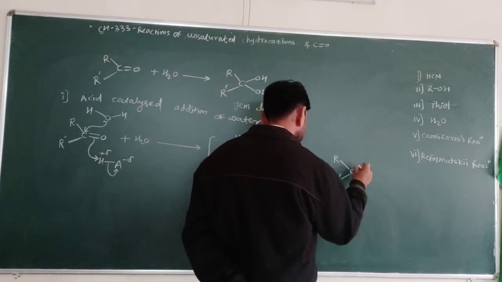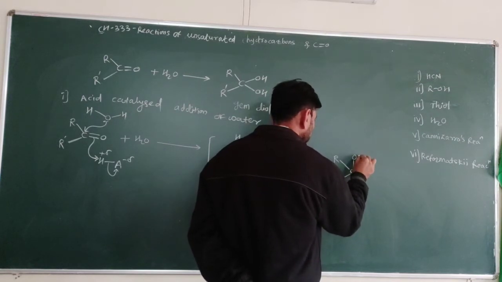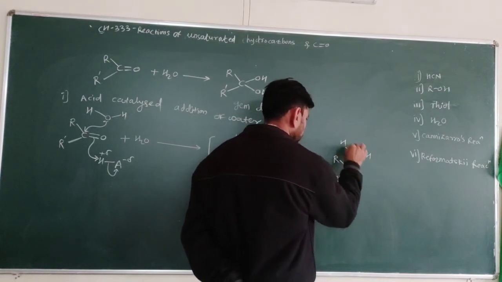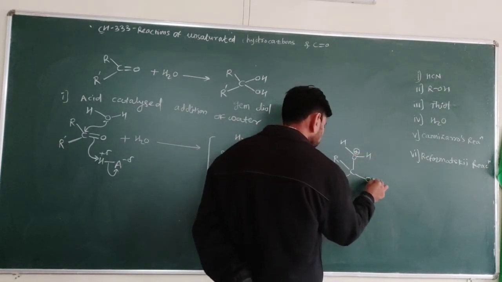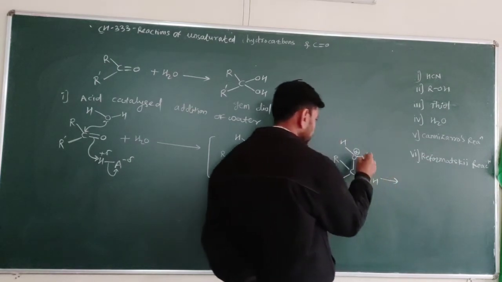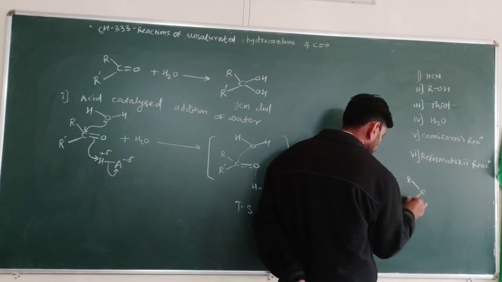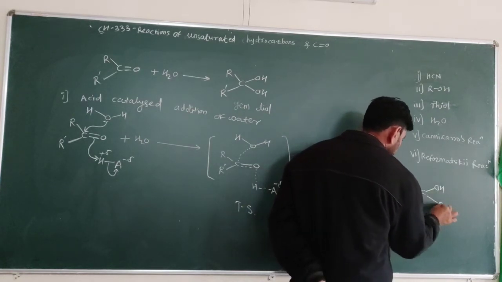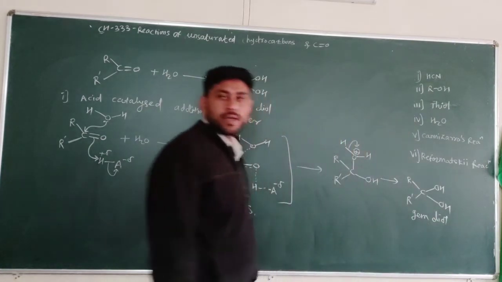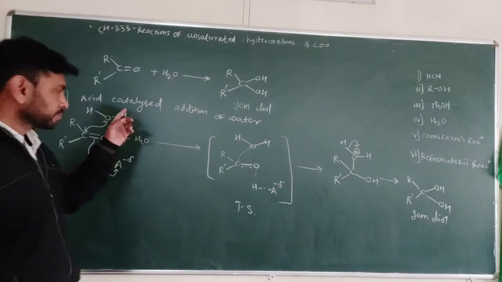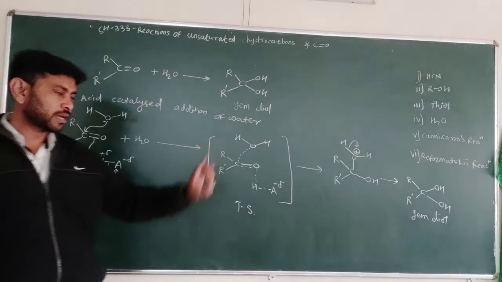R dash C, addition of this OH, and this oxygen gets a positive charge, and here formation of OH, and in the next step there is neutralization of this charge, and we get gem diol R C R dash OH OH. So this is formation of gem diol by using acid as a catalyst. We use acid as a catalyst here.